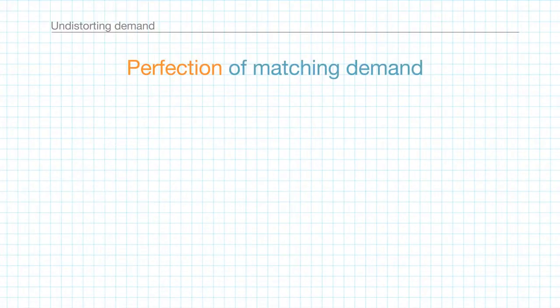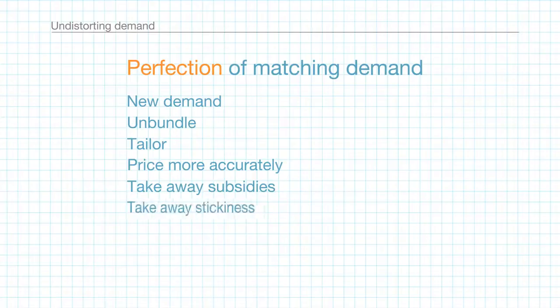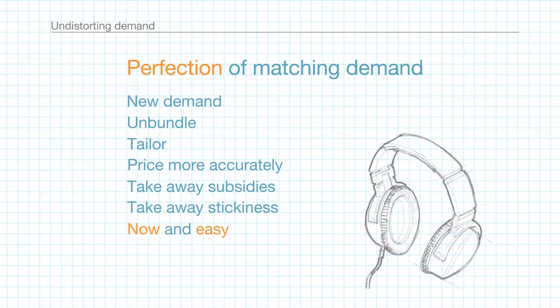There are all sorts of ways you can address unmet or imperfect demand. You can discover new demand. You can unbundle it. You can tailor it. You can price much more accurately to value and use. You can take away subsidies. You can take away stickiness, and you can make it now and easy. Just think now I can play a song from my Spotify account without having to go to a record store and buy the entire album.